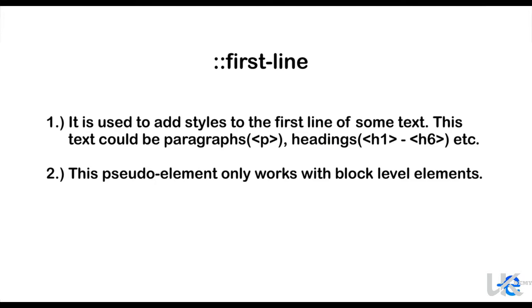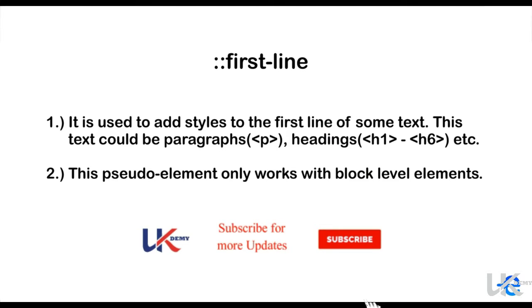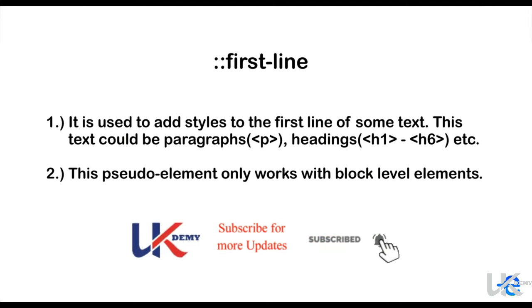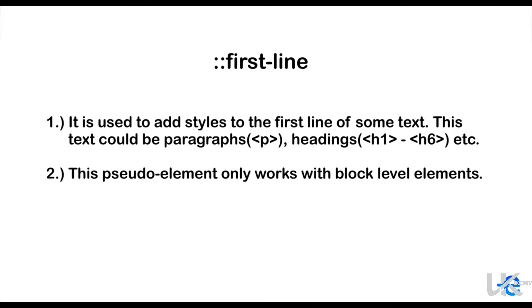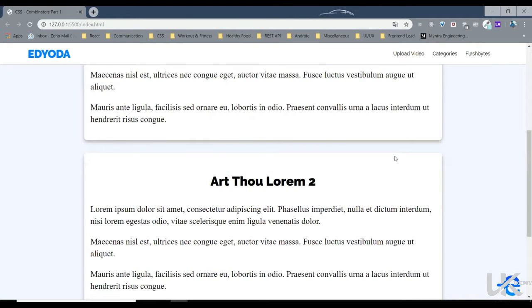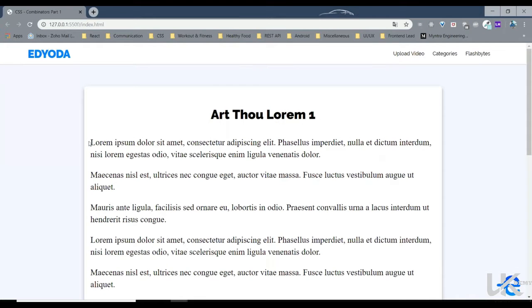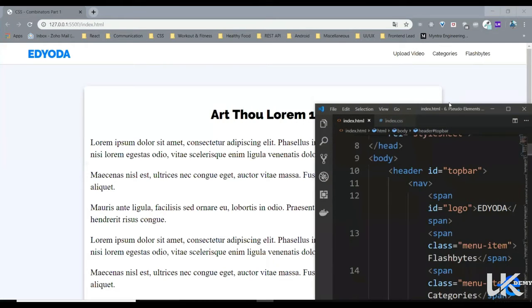So the first line pseudo element is used to add styles to the first line of a text. It works only for block elements like paragraph and heading tags. Let's try an example to understand it better. Say we've got this web page and we've got these paragraphs and headings. Let's say we want the first line of each paragraph to have more letter spacing and a different font color. So let's try that. Let's bring up our code editor here.